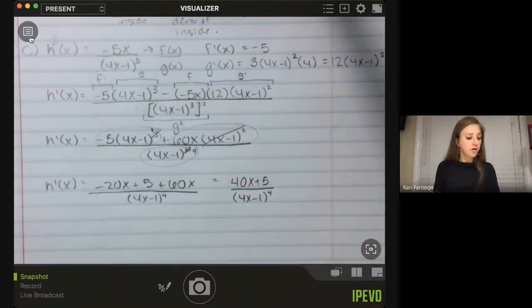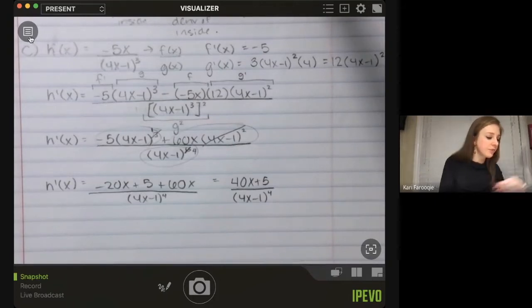And if you're wondering, do I need to do anything else here for this one? No, because I certainly don't want you to take 4x minus 1 to the 4th power. And other than that, you could technically factor, but there'd be nothing to cancel it with, so I probably wouldn't waste my time on it. But that's just me. But yeah. All right.